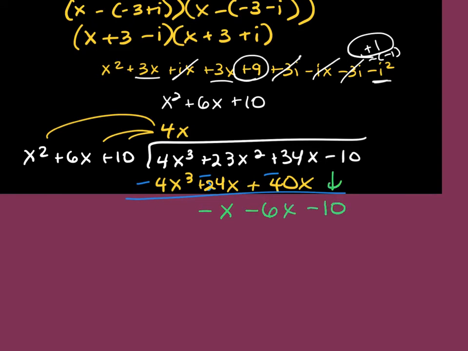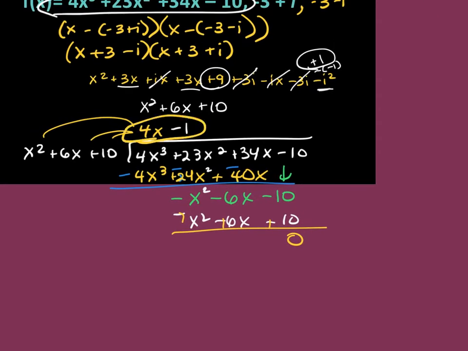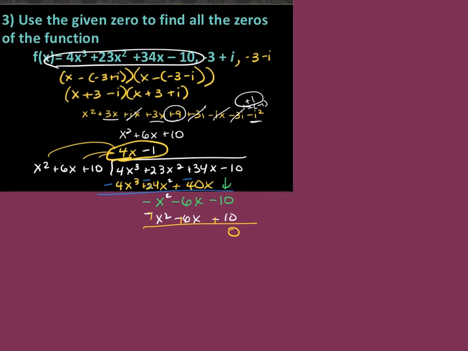At the top has to be a negative 1. Negative x, that's a squared. x squared minus 6x minus 10. Change your signs. Remainder 0. If it's not 0, we did something wrong. This is my last factor, which means my last root is 1/4. And those three are my zeros.